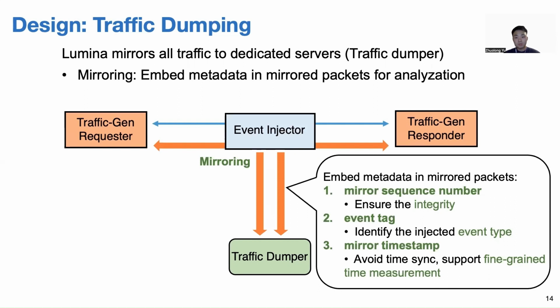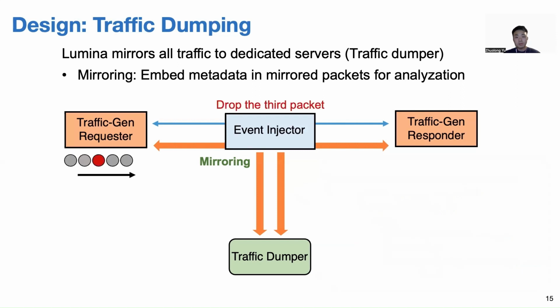We use a mirror sequence number to ensure that. A legal trace should have consecutive mirror sequence numbers, and we use a field to store the event types that were injected to the traffic. And the timestamp field supports fine-grained time measurement.